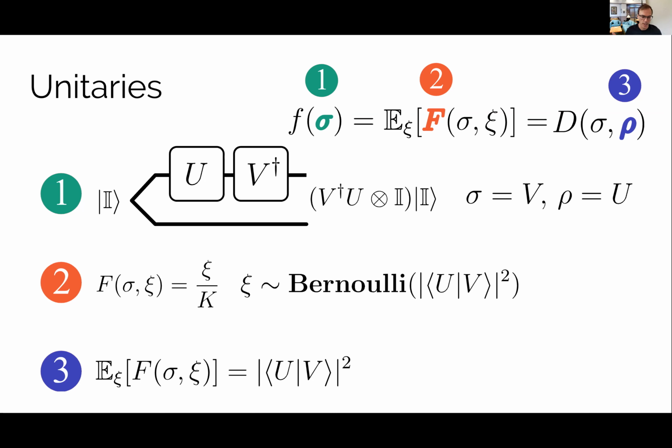And because it's Bernoulli, this expectation value is given by the overlap of these two unitaries in their process matrix representation. Okay, and this is obviously optimized when V equals U. So we can do this. It's nice and clean when we try to generalize this to processes, so long as those processes are unitary.